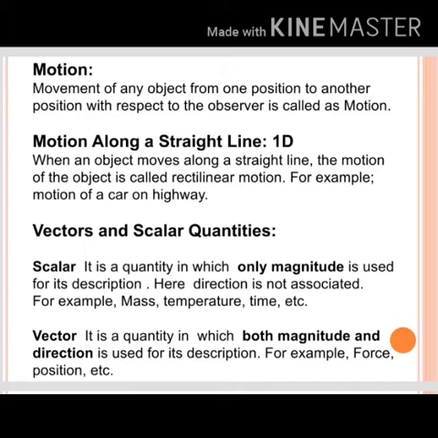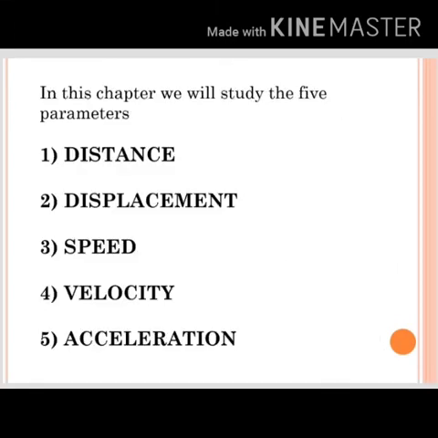An object is said to be in motion if it changes its position with the passage of time. As the time changes, the position also changes. The 5 parameters that we are going to study are distance, displacement, speed, velocity, acceleration. All these 5 are interconnected.